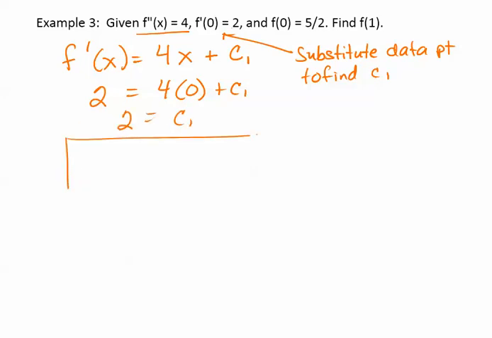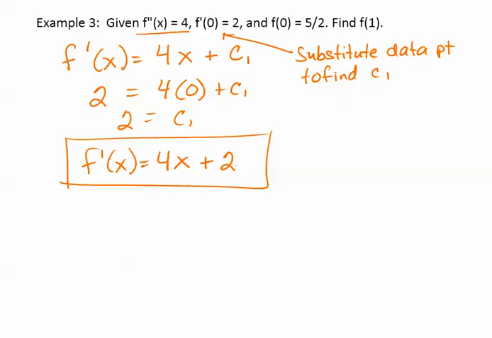All right, so now we know our first derivative answer. Our first derivative would be 4x, and we just decided that the constant would be 2. And now we're ready to go backwards one more step. So from the first derivative, we can go back to the original function. And now we've got to reverse this.